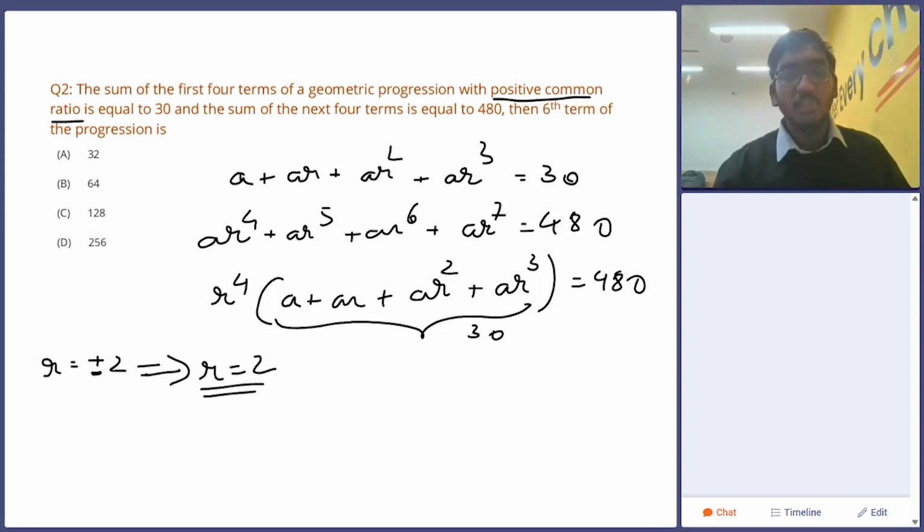So just put R equal to 2 in the first expression, what will you get? A plus 2A plus 4A plus 8A is what? 30. That means 15A is 30, right? You will get something like this, 15A equals 30. So what will be the value of A? A will be 2, okay?